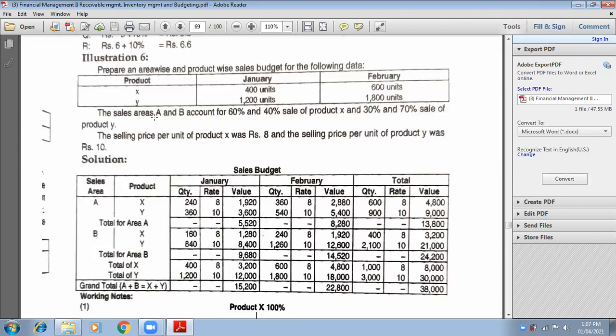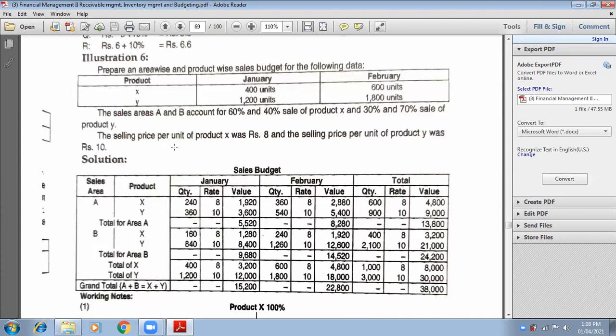Is the point clear? Come on, you need to unmute and tell me, is this point clear? Yes, ma'am. So similarly, you have to do it for Y. Y 30 and 70% is divided. Area A 30%, area B 70%.